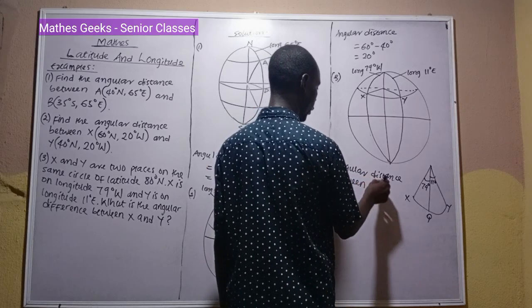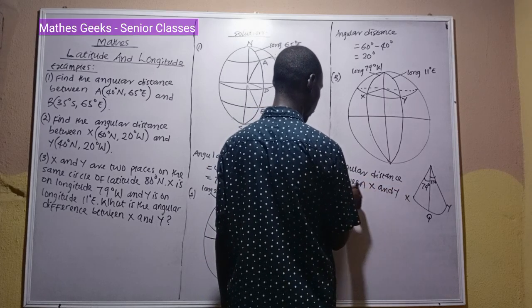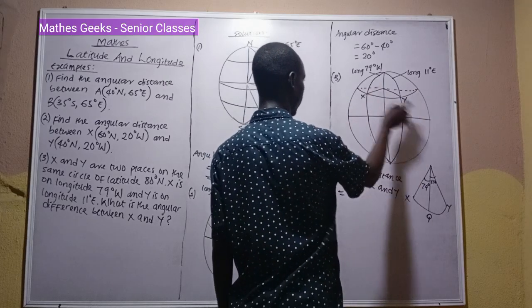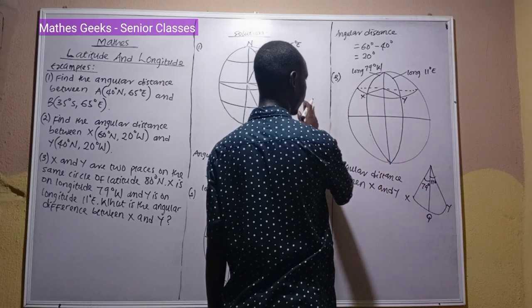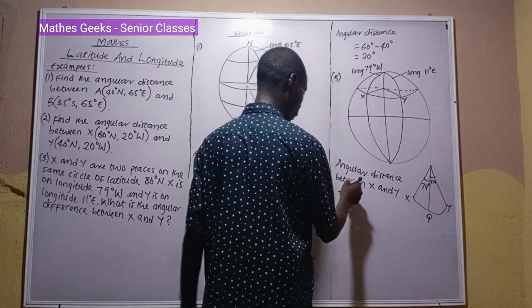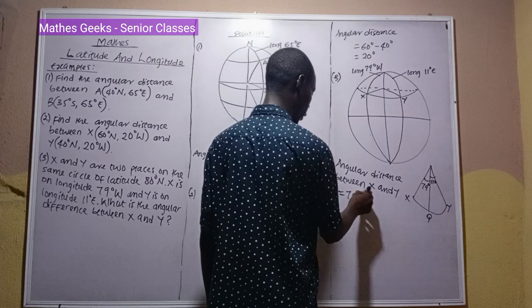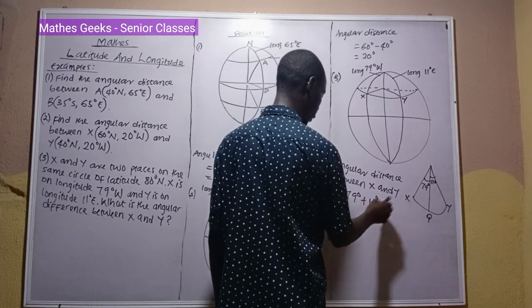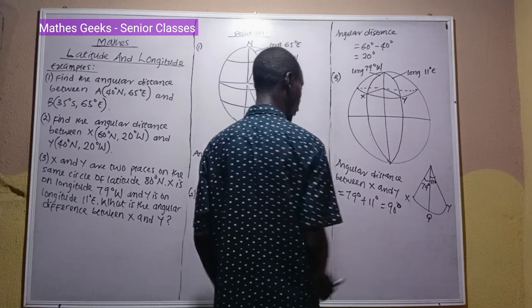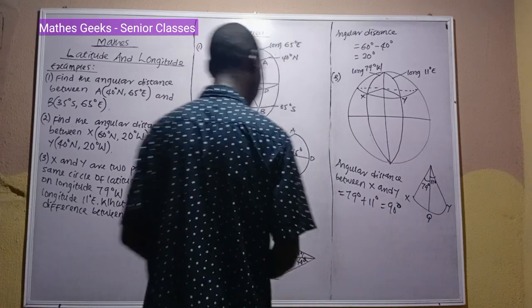between X and Y is equal to, since they are in different parts of the globe, different hemispheres. This is on the western part of the globe and this is on the eastern part of the globe. We're going to add the angles together. 79 degrees plus 11 degrees, that's equal to 90 degrees. This is the angular distance.